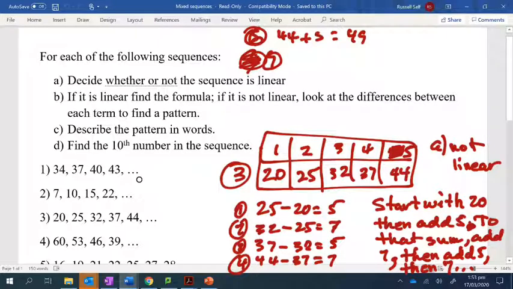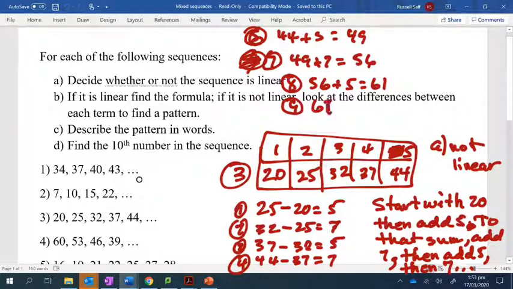All right. So then 49 plus 7 is 56. There you go. And the 8th one is going to be 56 plus 5, which is 61. Then the 9th one is going to be 61 plus 7, which is 68. And then finally, the 10th one is 68 plus 5, which is 73. And there you go. You have your 10th one. Take a minute to write it down.